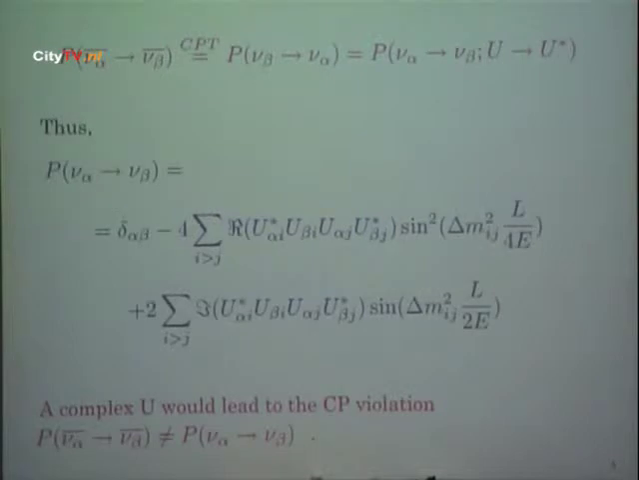Now, suppose you want to calculate the probability not for nu alpha to nu beta, but for nu alpha bar to nu beta bar. The CPT mirror image of this process is nu beta going to nu alpha. C, charge conjugation, just replaces a particle by its antiparticle. In the case of neutrinos, the neutrinos that are given to us by nature to study are always left-handed. The antineutrinos, the things we call antineutrinos, are always right-handed.